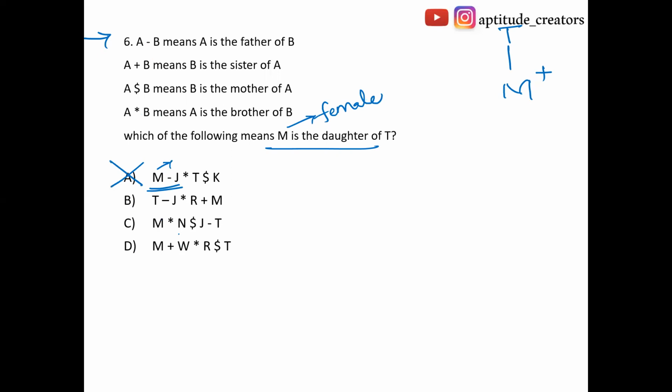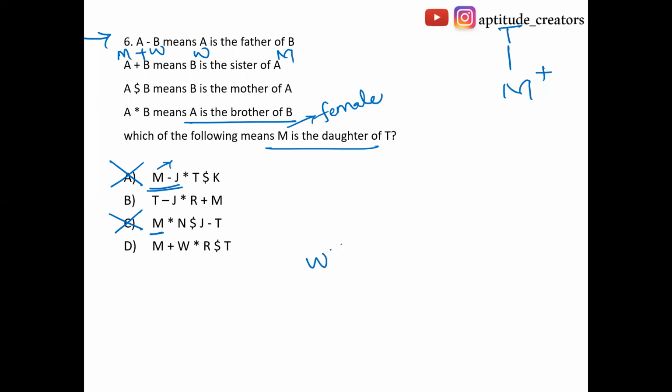Now, what is M into N? M into N. M is the brother of N. Here also M is talking about male person. I can eliminate option C. Now, what about option D? M plus W. What is M plus W? Reverse. M plus W. W is the sister of M. Okay, we have to calculate.